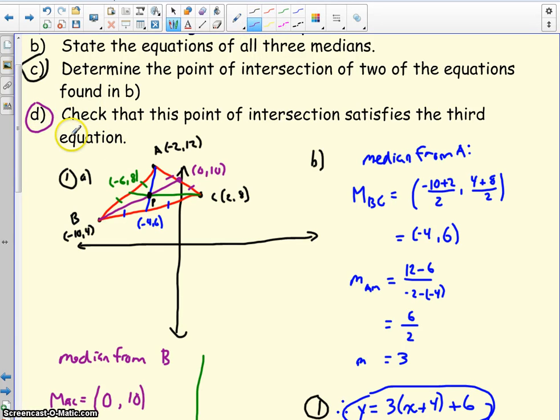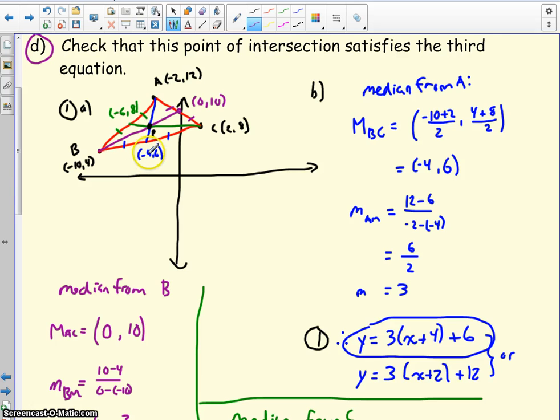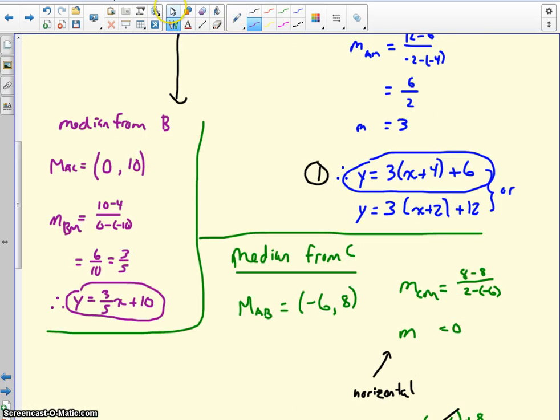Okay, so that's what I'm going to do down here. If it satisfies the third equation, when I sub it in, I should get left side equaling right side. So I'm going to take my median from up here, the 3 over 5x plus 10.